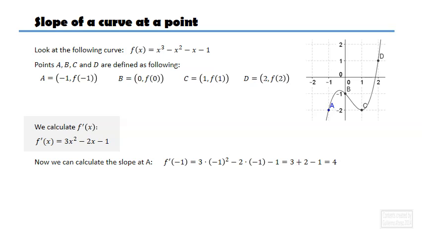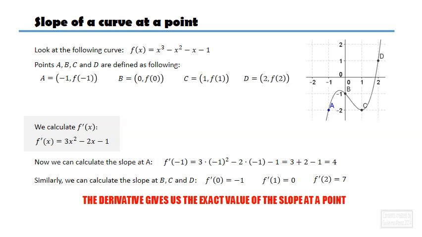Now, simply substituting here, I'm going to be getting 4. I put -1 in the derivative, and I get 4. So that is simply the slope at point A. And I can similarly calculate the slopes at point B, C, and D: -1, 0, and 7. It makes sense it's 0, right? Because there's no slope here. So the derivative gives us the exact value of the slope at a given point of a function, in this case f of x.